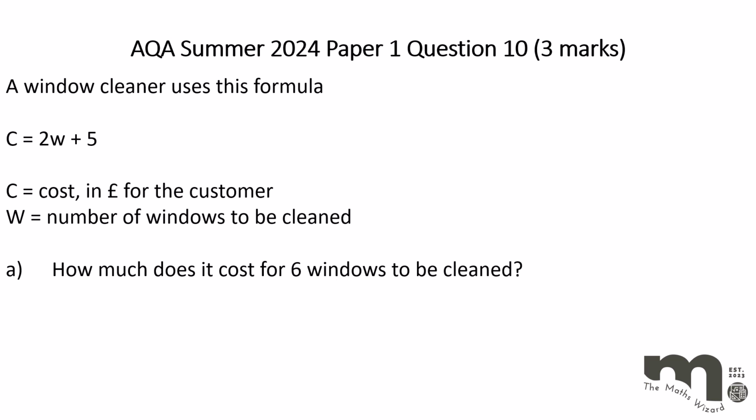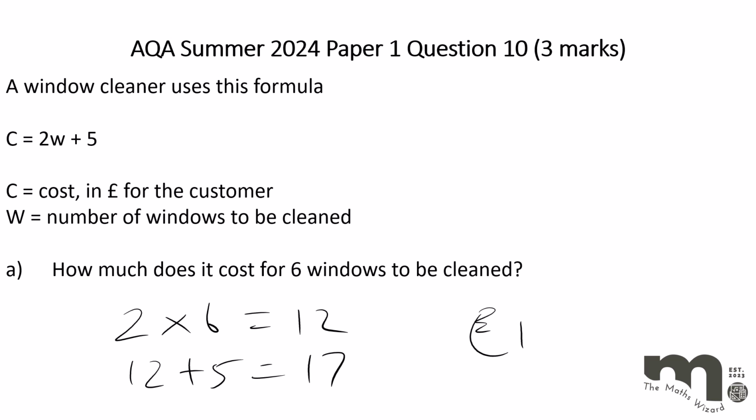Okay, let's have a look at part A then. So it says how much does it cost for 6 windows? So we're going to substitute that 6 into our formula. So we've got 2 times 6, which is 12, and then 12 add 5 will give us 17. So it's going to cost us £17 essentially in this scenario for those windows to be cleaned.